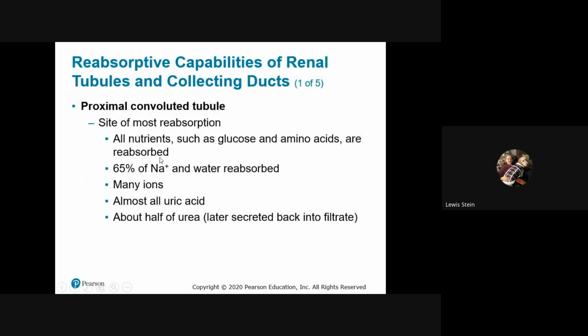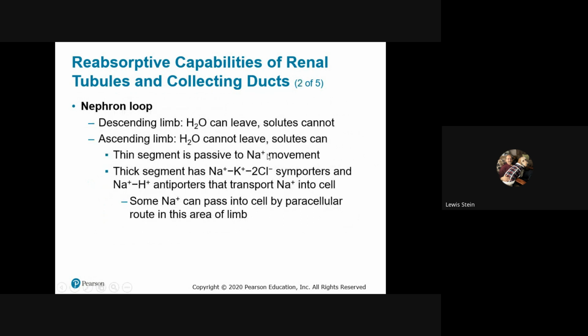Be aware of that. So 65% of sodium and water is reabsorbed in the proximal convoluted tubule, along with a whole bunch of stuff. Notice urea, which you don't want to retain, other than a relatively small amount you bring in to be able to create a gradient to secrete it later. The loop, again, descending limb water can move, ascending, we've covered this before, thin and thick segments. The thick segments involve sodium, potassium, and chloride symporters, and sodium and hydrogen antiporters, so you can move these in different directions.